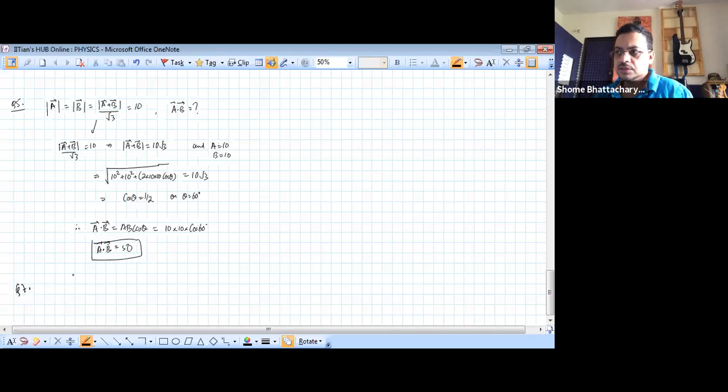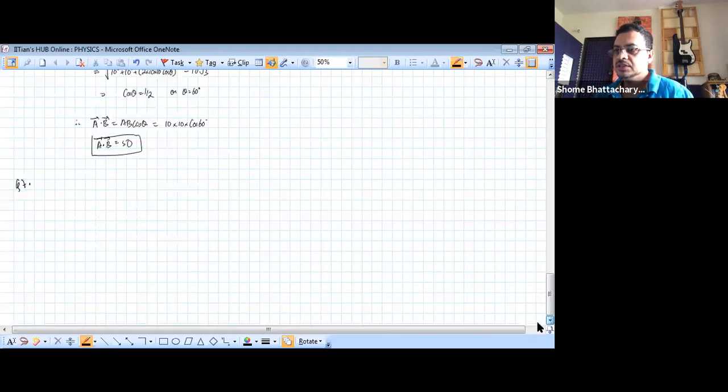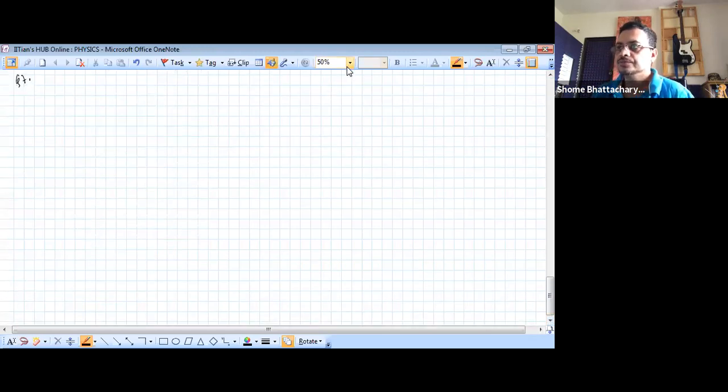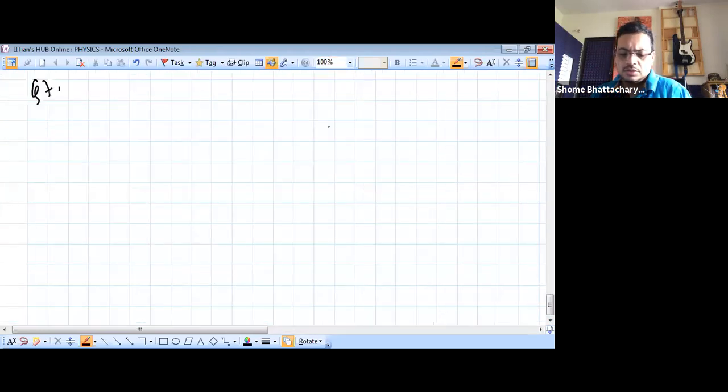Okay, we'll come to the ninth question also. Let's finish the seventh first. Question 7 says that we have to find the area of the triangle formed by these two vectors.